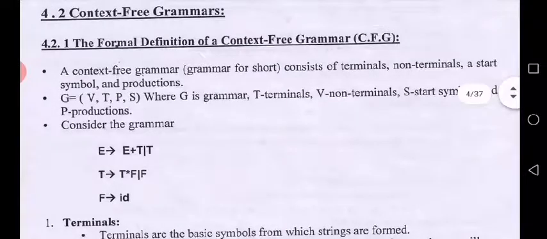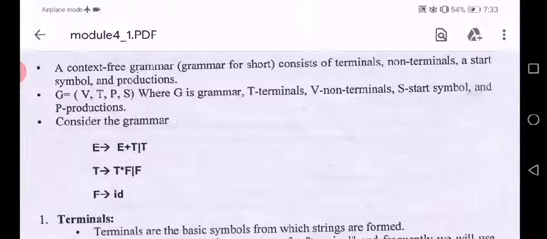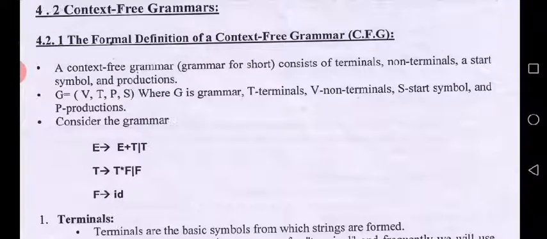Next, for the formal definition of a context-free grammar, CFG, we call it a grammar for short. Wherever we are using CFG, we are just using it as a grammar. It consists of terminals, non-terminals, a start symbol and productions. These are the components we have for CFG. Then grammar G will be equal to (V, T, P, S), where G is grammar, T is terminal, V is non-terminal, also called variable, S means the start symbol and P means productions.